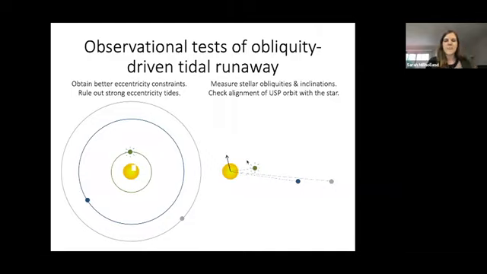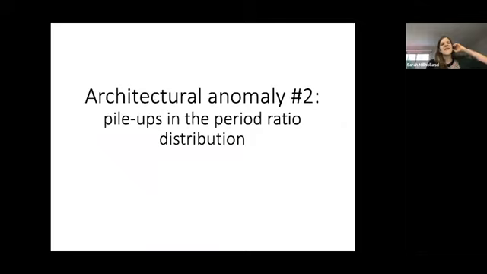Okay, so moving on to the next topic, which I won't discuss in as much detail as the last one. Just as this ultra short period planet problem stems from some anomalies in the distribution of orbital periods, there are also some peculiarities that we can see when we look at the distribution of orbital period ratios of pairs of planets in the same system.